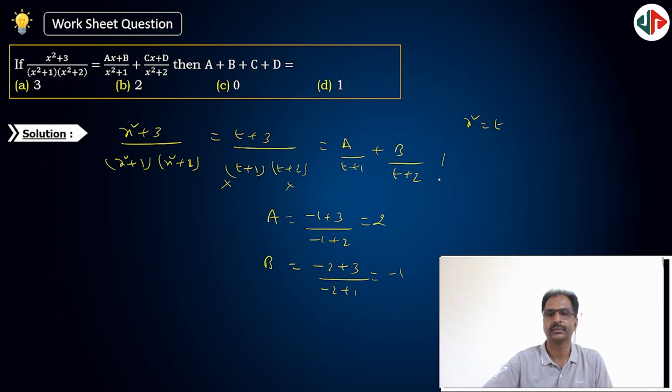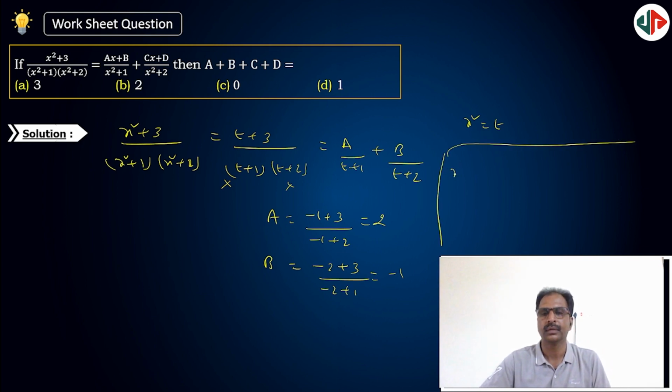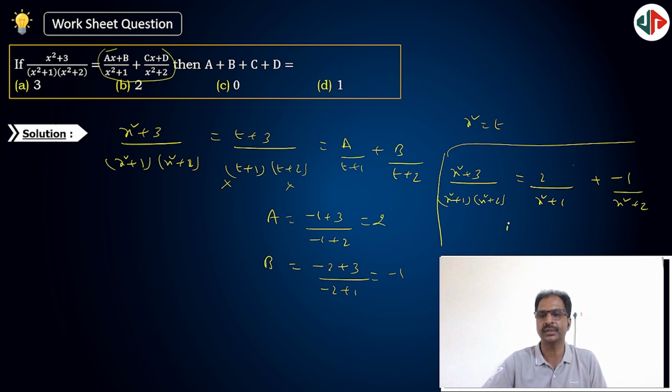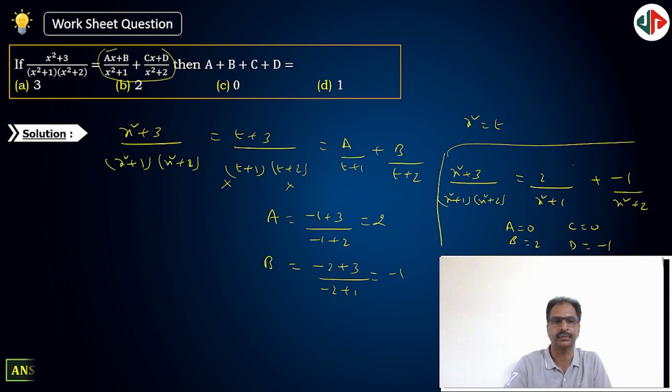Therefore, (x square plus 3) by (x square plus 1) into (x square plus 2) is equal to A by... plus 1, that is 2 by (x square plus 1) plus minus 1 by (x square plus 2). Now compare this with the right hand side term given. Then what is A? A is 0, B is 2. Cx plus D: C is 0, D is minus 1. Therefore, what is A plus B plus C plus D? 1. Option D.